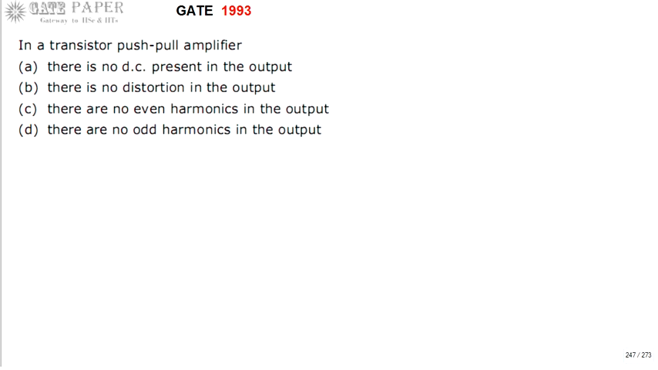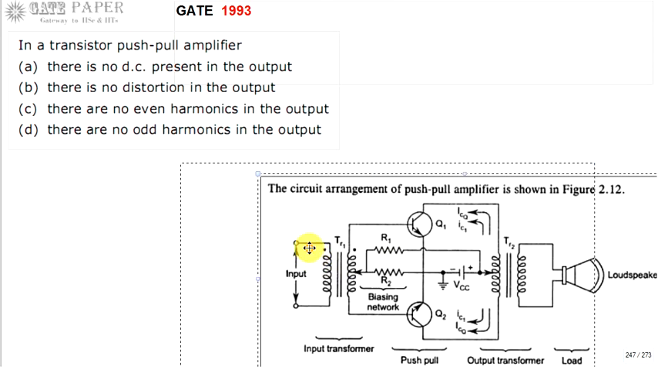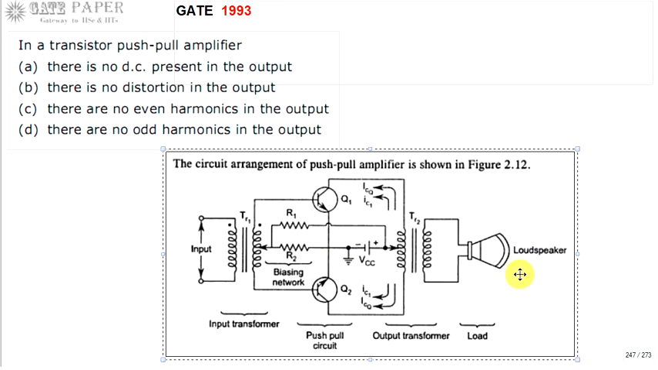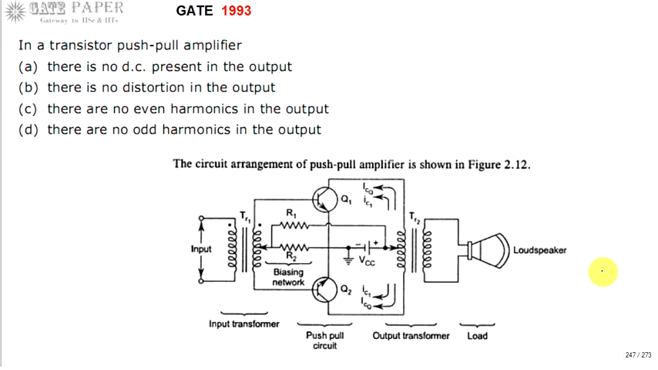So a transistor push-pull amplifier, as the name suggests, consists of two transistors, and whenever one is on, the other is off. This is a simple transistor push-pull amplifier circuit.